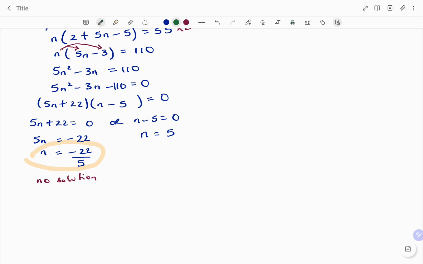So in summary, for the summation of 5k minus 4 from k equals 1 to n to be true, the value of n is positive 5.